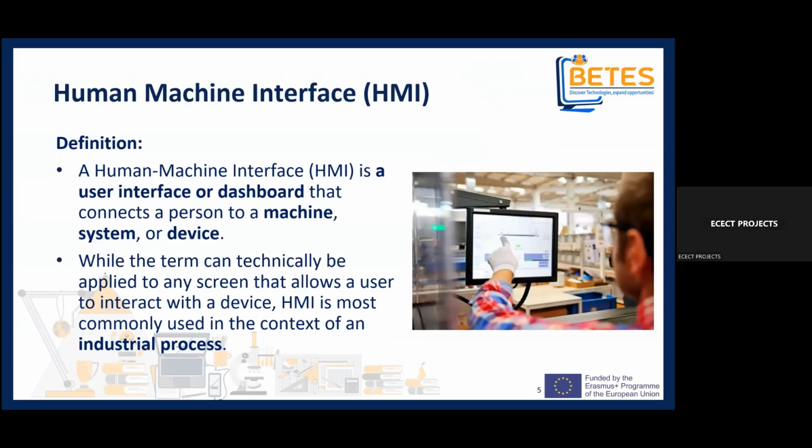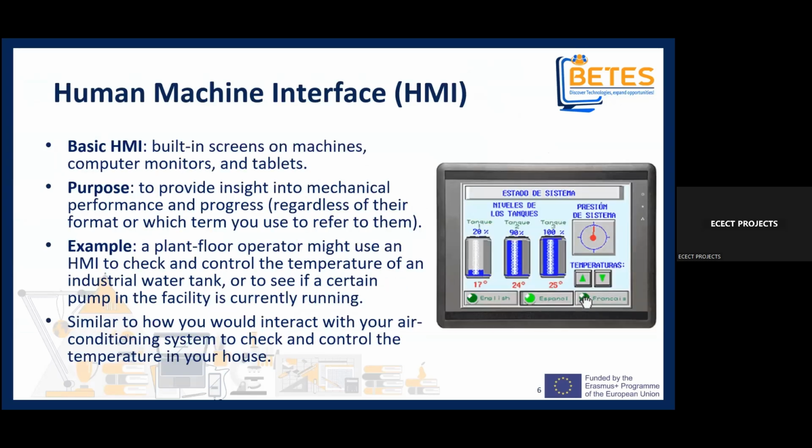So first we have human-machine interface. So what is it? It is a user interface or a dashboard that connects a person to a machine, a system, or device. An easy example is our phone, tablet, or TV. A more complex example will be from industrial processes, such as this one. This example right here is a plant floor operator, and an operator can view the mechanical inside of the performance and the progress of the floor.